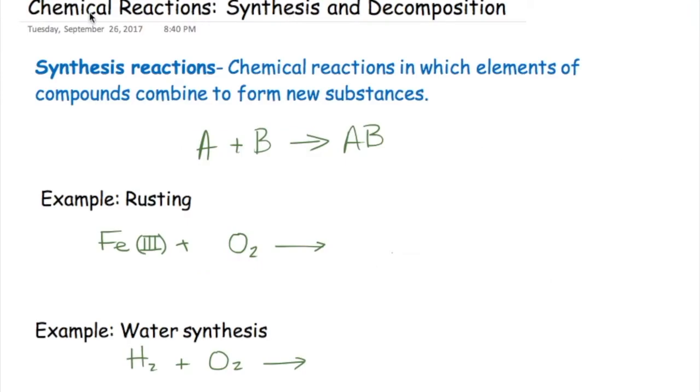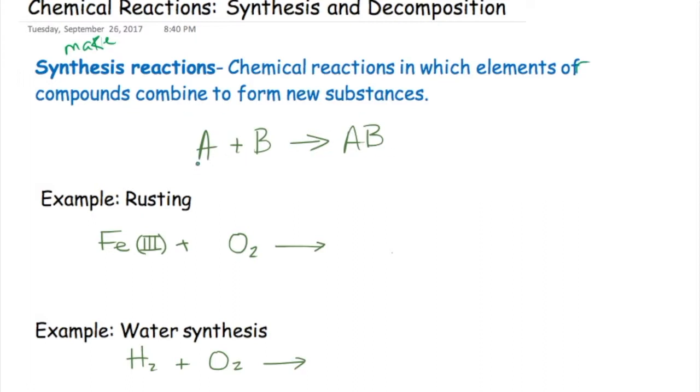This is Ahead with Logos Learning, and in this video I will be discussing two types of chemical reactions, synthesis and decomposition. Now, what is a synthesis reaction? The word synthesis means to make. Synthesis reactions are chemical reactions in which elements or compounds combine to form new substances.